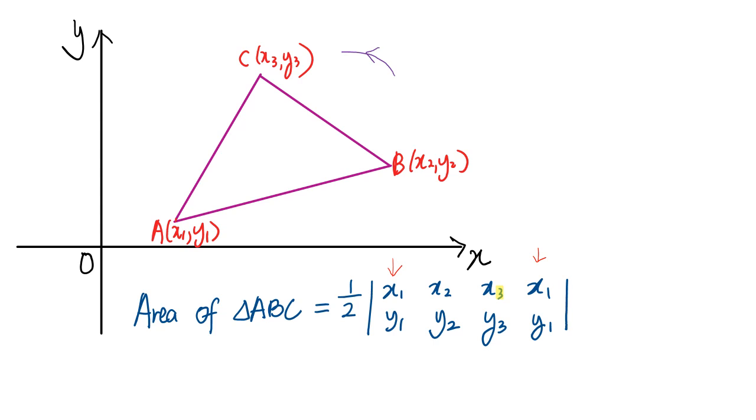So if you start with point B, let's say, you can also start with point B, it doesn't matter. If you start with point B, in this case here it is x2, y2, right? And then you go on to x3, y3, right? Go on to x1, y1. Then you must end with x2, y2. Okay, that is the important thing you must remember.